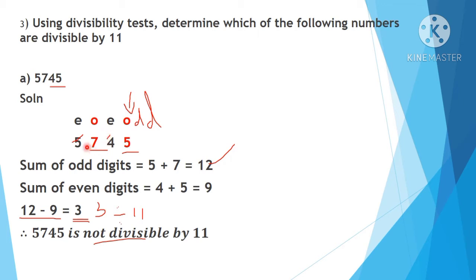Then check whether 3 is divisible by 11 or not. No, it is not divisible, right? After doing the subtraction we want to check the answer we get. Here what answer are we getting? 3. Whether this 3 is divisible by 11 or not, we want to check it. So it is not divisible. Therefore what we want to write? Therefore 5745 is not divisible by 11.